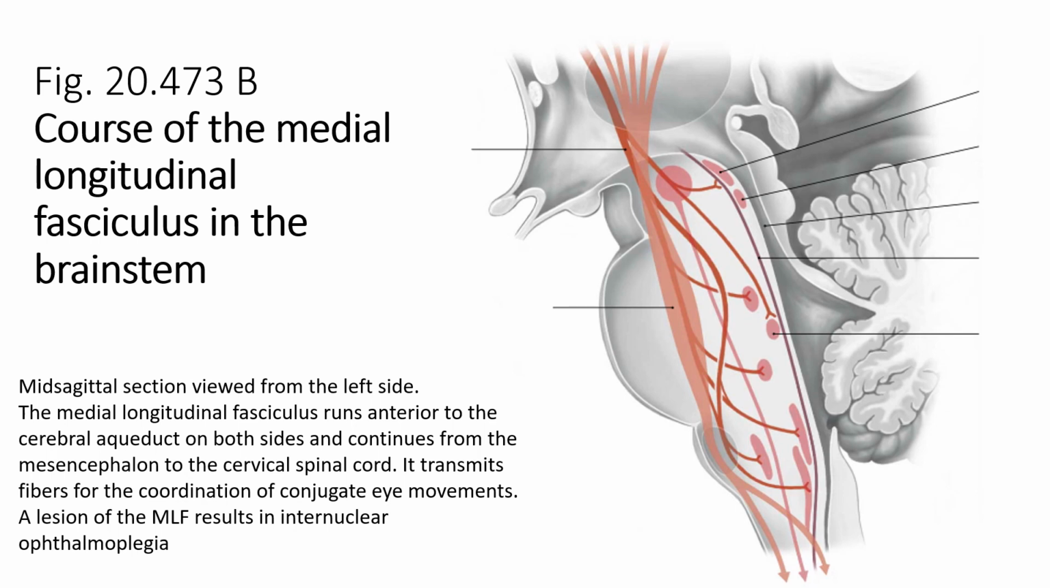And the blank one here for you to practice your anatomy. And this is just that mid-sagittal section viewed from the left side. MLF runs anteriorly to the cerebral aqueduct on both sides and continues from the mesencephalon to the cervical spinal cord. It transmits fibers for the coordination of conjugate eye movements. A lesion in the MLF results in INO, or internuclear ophthalmoplegia.